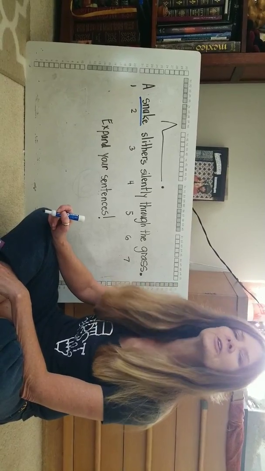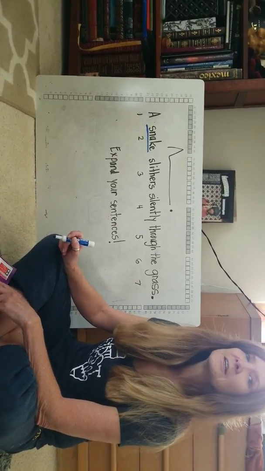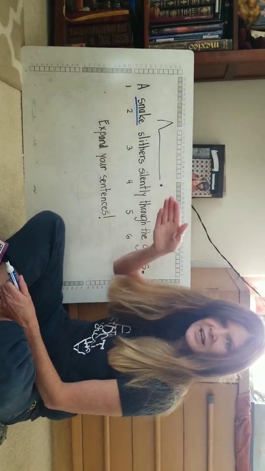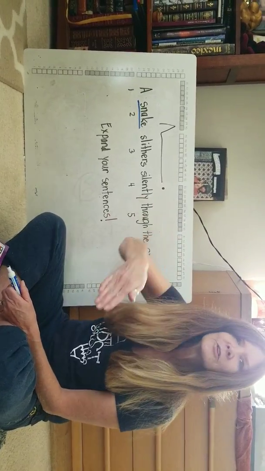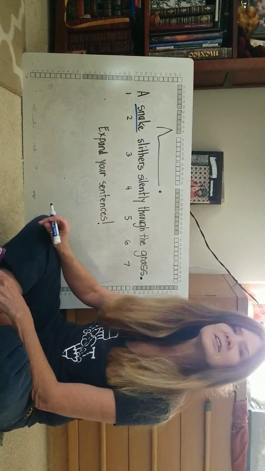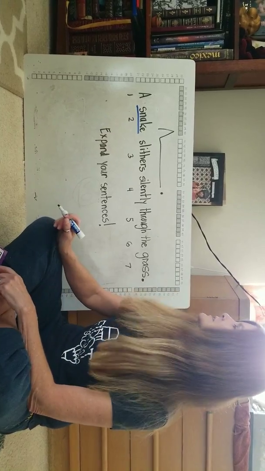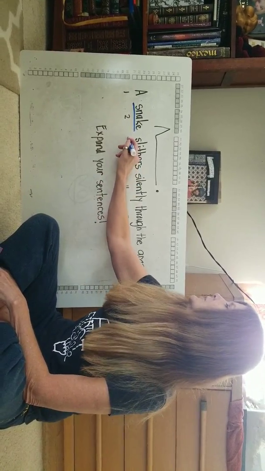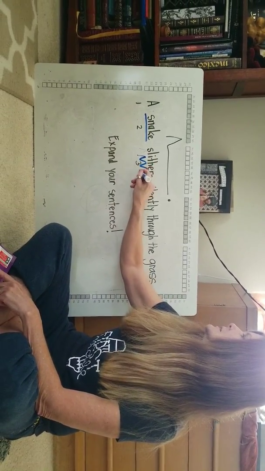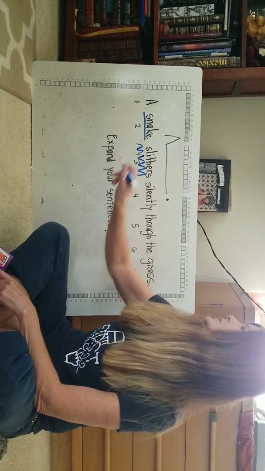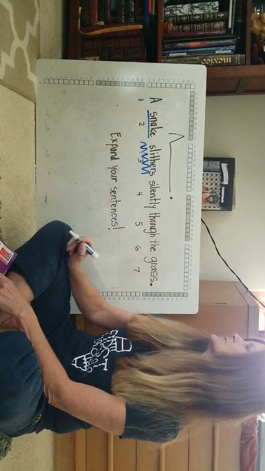Slithers is a word an author can use to tell how a snake moves. They move in a wiggly fashion like this. And the word for that is slithering. And in my sentence, a snake, that means just one. Slithers with an S. I'll do this under the word slithers. A snake slithers.